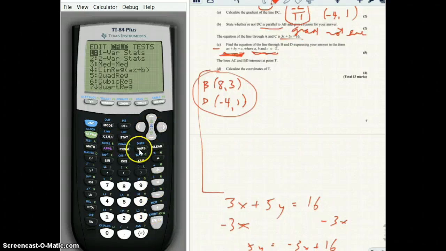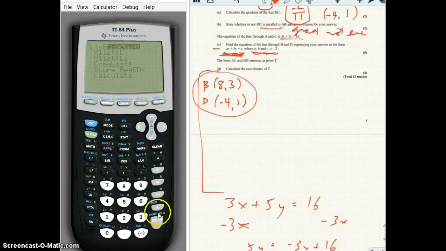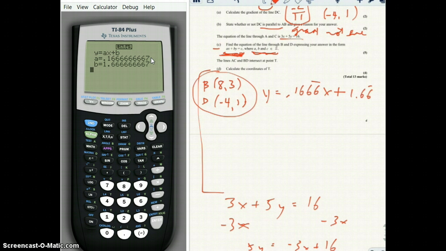Then I'm going to do stat calc, and go down to LinReg ax plus b, and this is going to find the equation that passes through both of those points. L1 is the x's, L2 is the y's, and the frequency list is nothing. Then we go down to calculate, hit enter, and it gives us that the gradient is 0.1666666 repeating, times x, and the y-intercept is 1.6666 repeating.